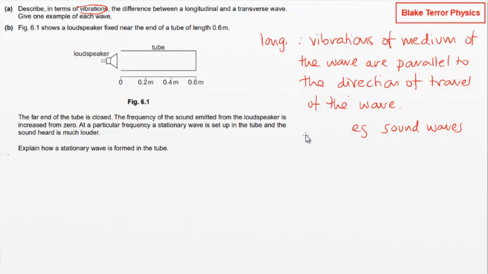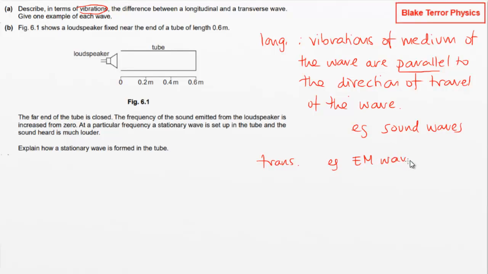Then we've got the transverse. So for transverse, we're going to say much the same, but we're going to say the vibrations of the medium of the wave are perpendicular to the direction of travel of the wave. So we're writing out exactly the same stuff. We just change parallel to perpendicular. And then we'll say, e.g.